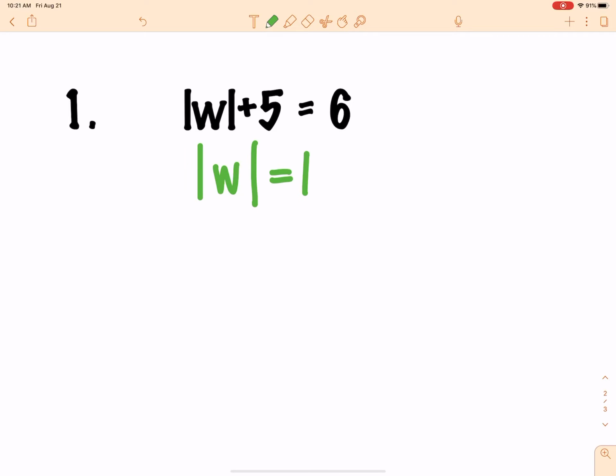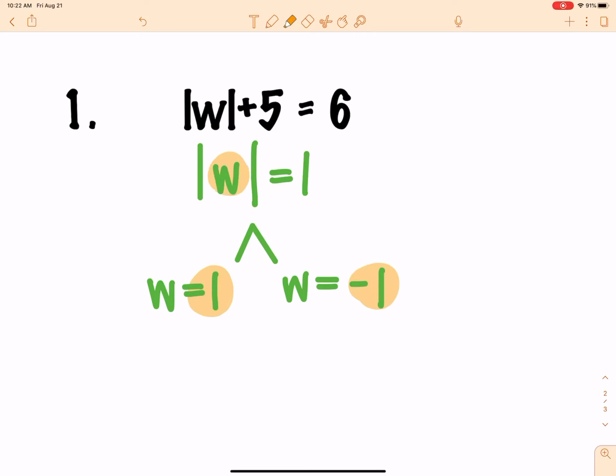And then once you have it isolated, completely by itself on one side, you make 2 equations. Inside that absolute value symbol, it could be equal to 1 or it could be equal to -1. If you plug in both of these numbers for W, we know that's going to be a true statement. So your final answer is 1 and -1.